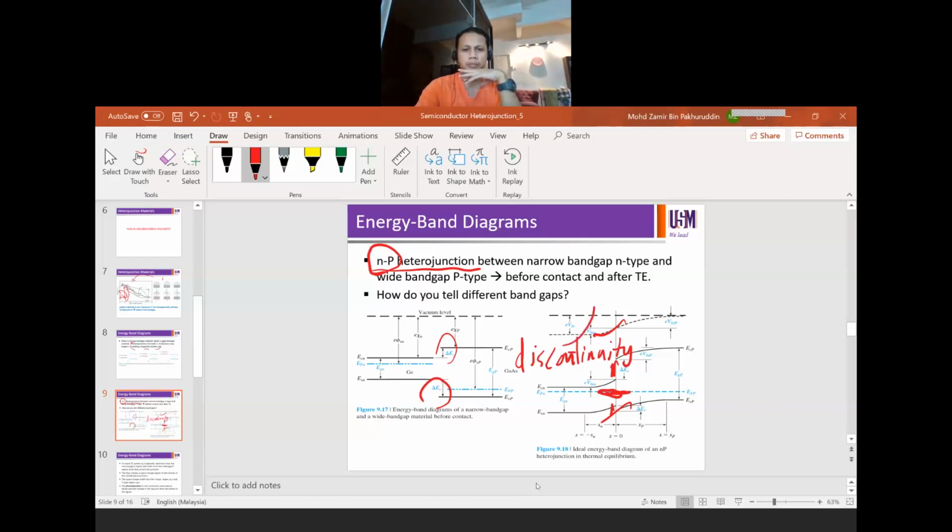Note the potential barrier. What else? Potential barrier as well on both sides, and EF alignment. Yeah, depletion width. So make sure you can draw the depletion width as well, into XN and XP, for both regions.